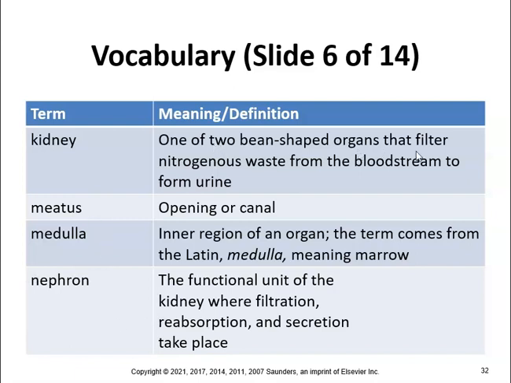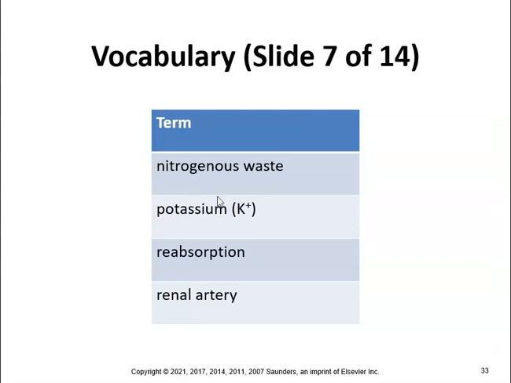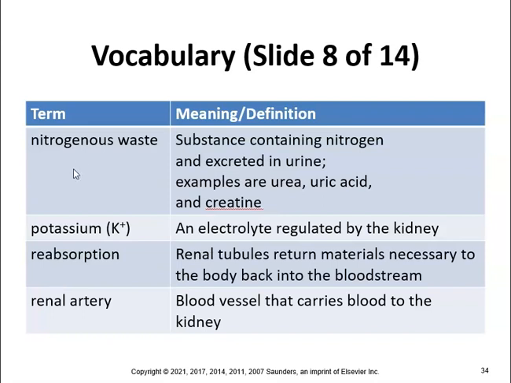Kidney is one of two bean-shaped organs that filter nitrogenous waste from the bloodstream to form urine. Meatus is an opening or canal. Medulla is an inner region of an organ. The term comes from the Latin word medulla, meaning marrow. Nitrogenous waste, potassium, reabsorption, the renal artery.